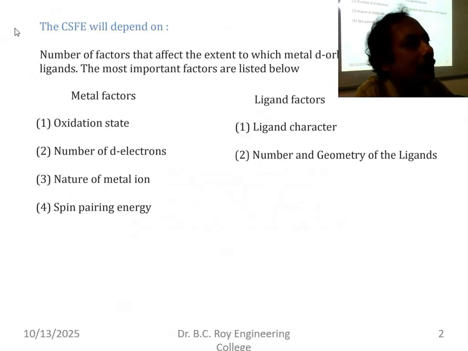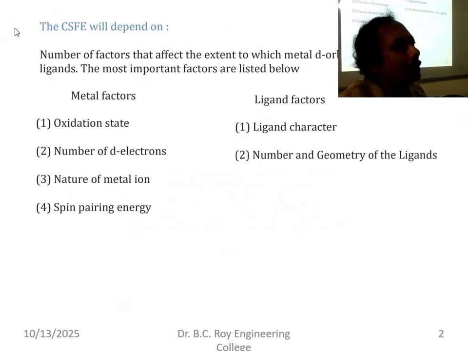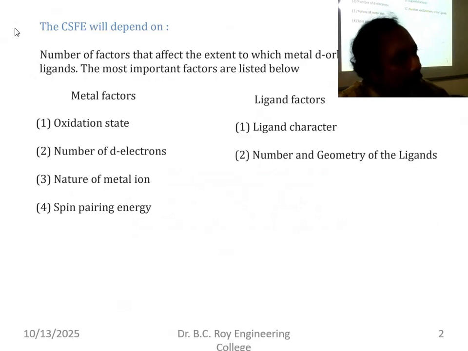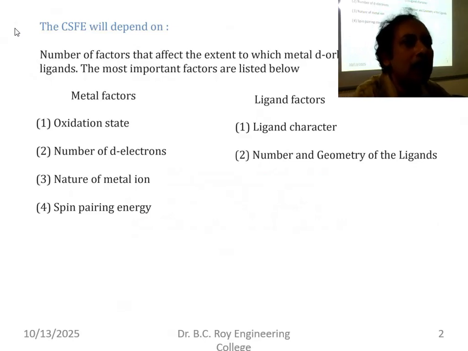The other three, dxy, dyz, dzx, are along the plane, so the approach is angular and the repulsion is less. So dxy, dyz and dzx are at one level, and the other two are at a higher level. We get two sets of orbitals: the bottom one is called t2g and the upper one is called eg. dxy, dyz, dzx form t2g, and dx square minus y square and dz square form eg.